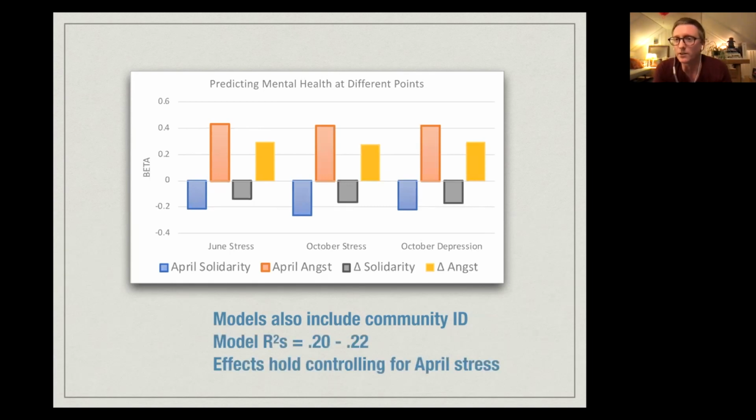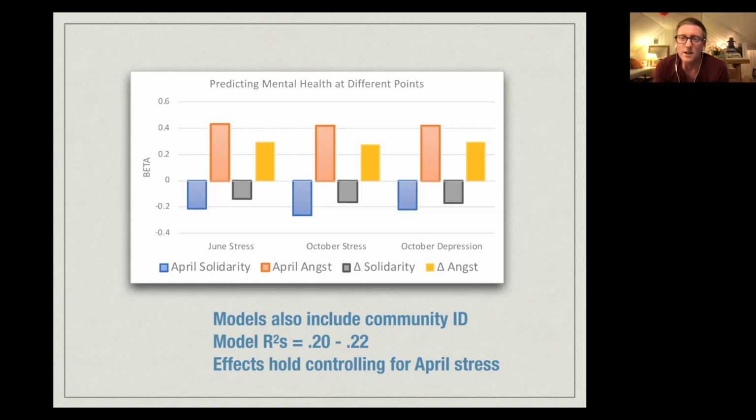And the same patterns hold all the way 6 months out into October. So once again, if you thought that solidarity in your community has been maintained over time, you're feeling less stressed, even less stressed than just feeling solidarity early on in October, and less depression. These models account for about 20% of the variance in stress and depression in October, so 6 months after the initial assessment, which I actually think is really kind of remarkable.